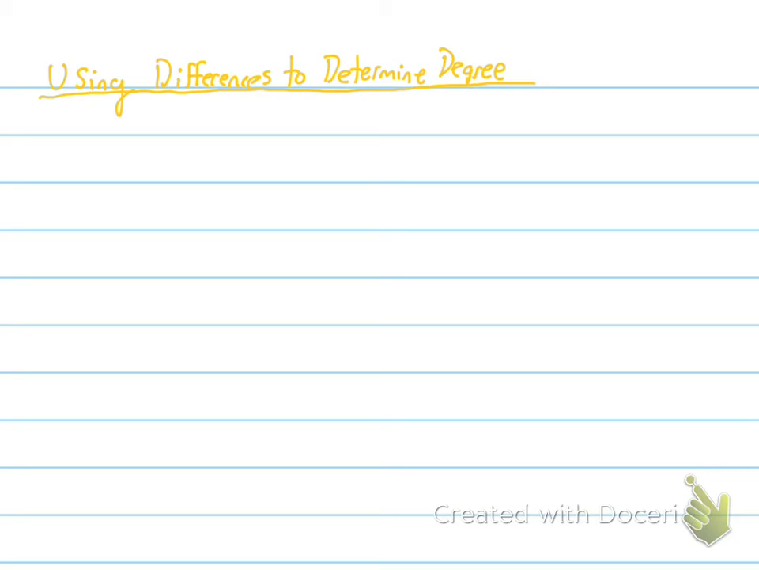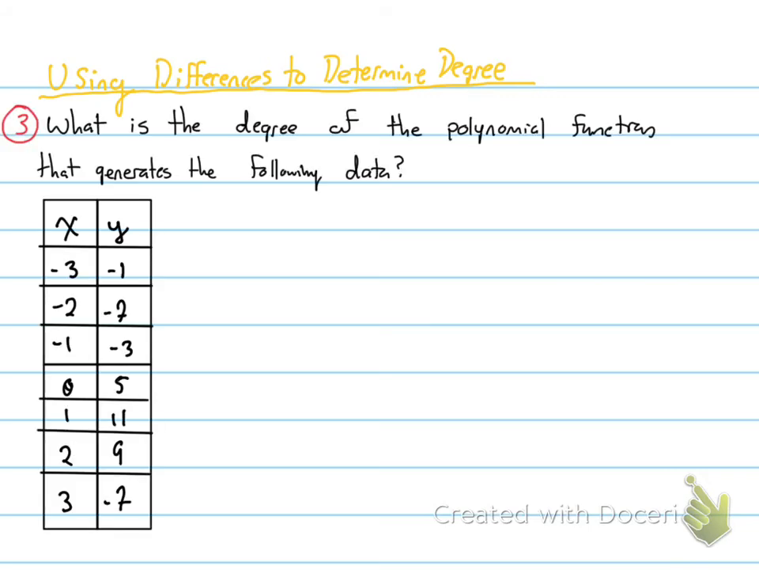Finally, the last thing that we are going to do in this video is use differences in our outputs to determine degree. So here in this chart, what is the degree of the polynomial function that generates the following data? So I have a bunch of coordinates, and I don't really know when exactly this would be useful. It is kind of cool though, but let's say I didn't have a graphing calculator on hand, but I needed to determine the degree of that polynomial function. This is how I could do it algebraically. What I'm going to do is I'm going to look at my y values or my outputs, and I'm going to look at the differences between all of them as I go to the next one.